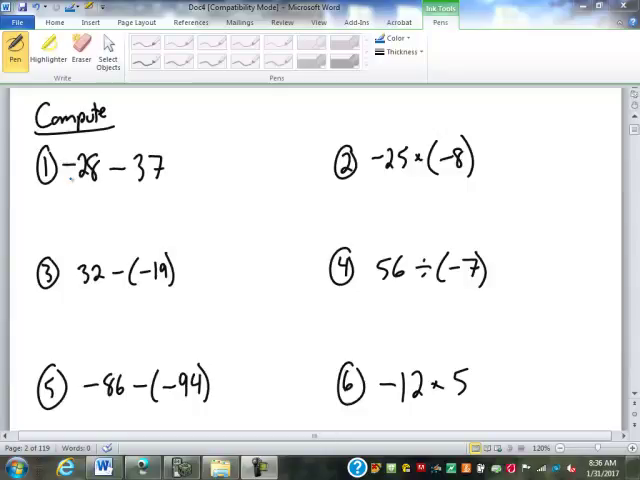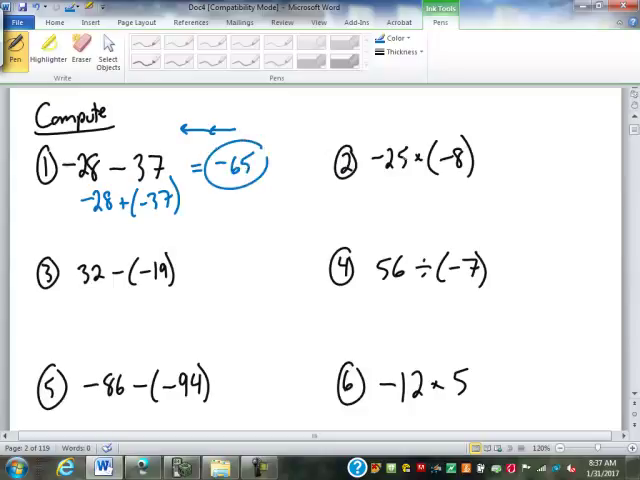Okay, let's go over what you have done so far. So the first one here, negative 28 minus 37. That's going to turn into a negative 28 plus a negative 37. So negative 28, negative 37, that's going to be negative 65. Good.